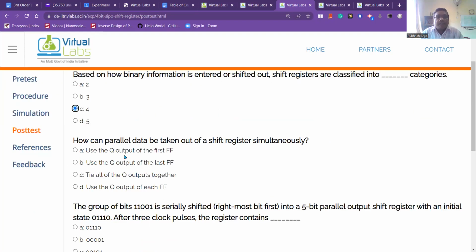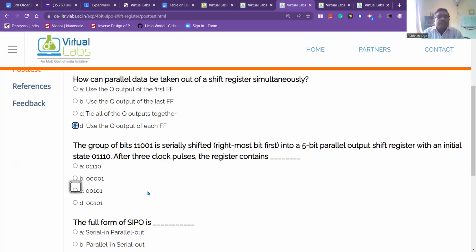Then, how can parallel data be taken out of a shift register simultaneously? By making use of the Q output of each flip-flop. So D option. Use the Q output of the first? No, it will give only one output, not parallel. Use the Q output of the last? No. Tie all outputs? No. Use the Q output of each flip-flop.